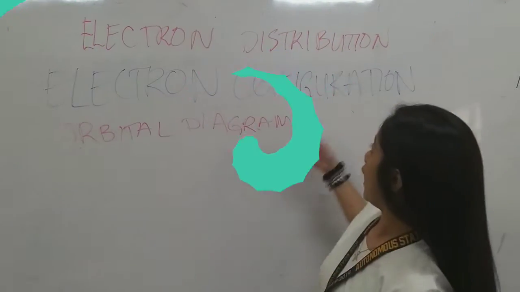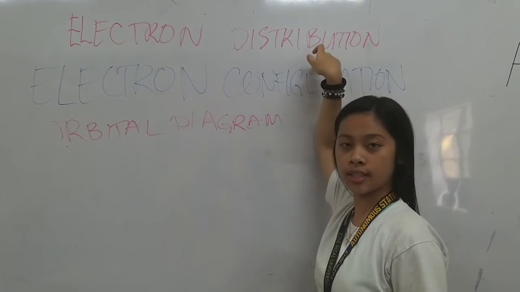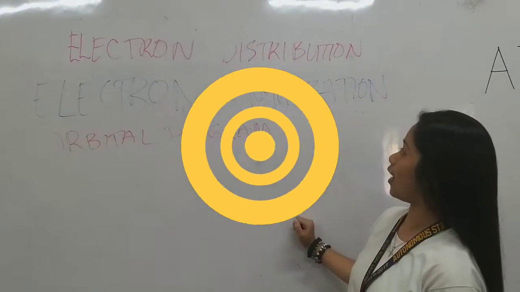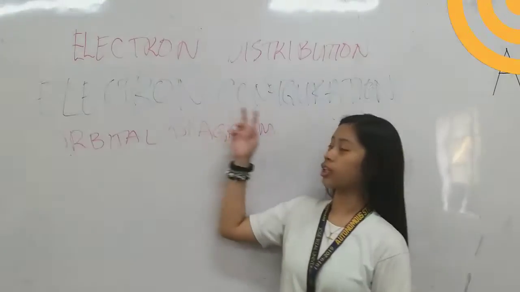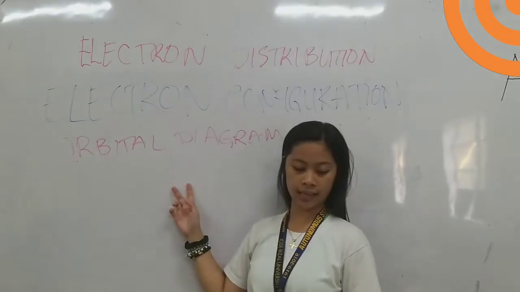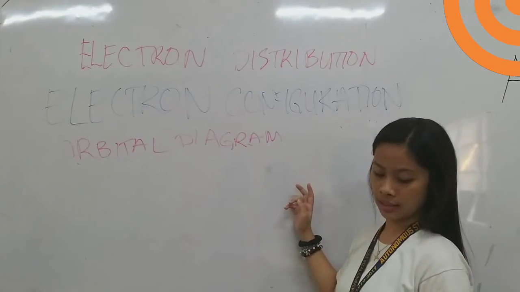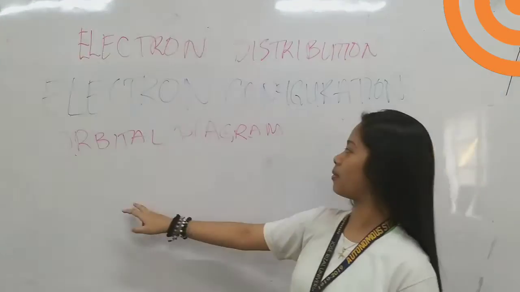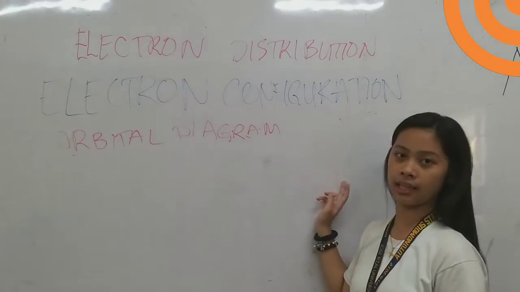Electron distribution is the understanding of chemical reactions. There are two types of electron distribution, the electron configuration and the orbital diagram. The electron configuration uses symbols and the orbital diagram uses boxes and arrows.